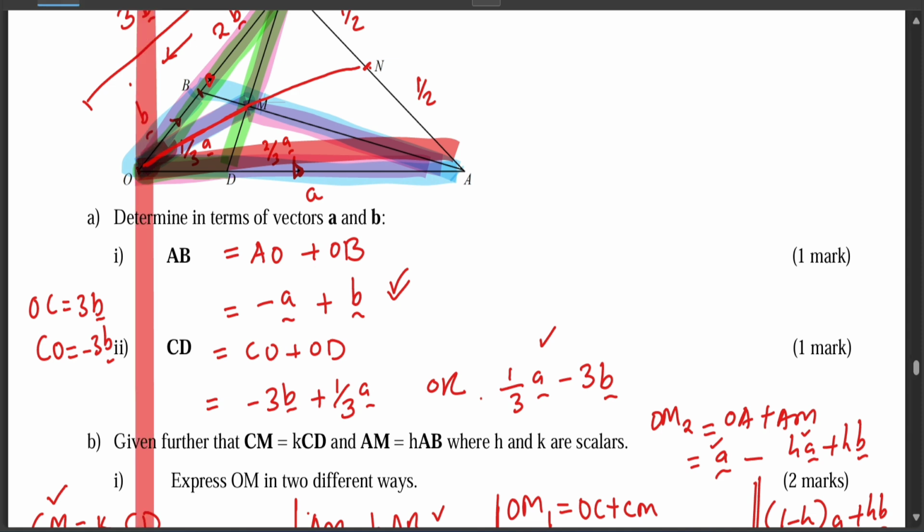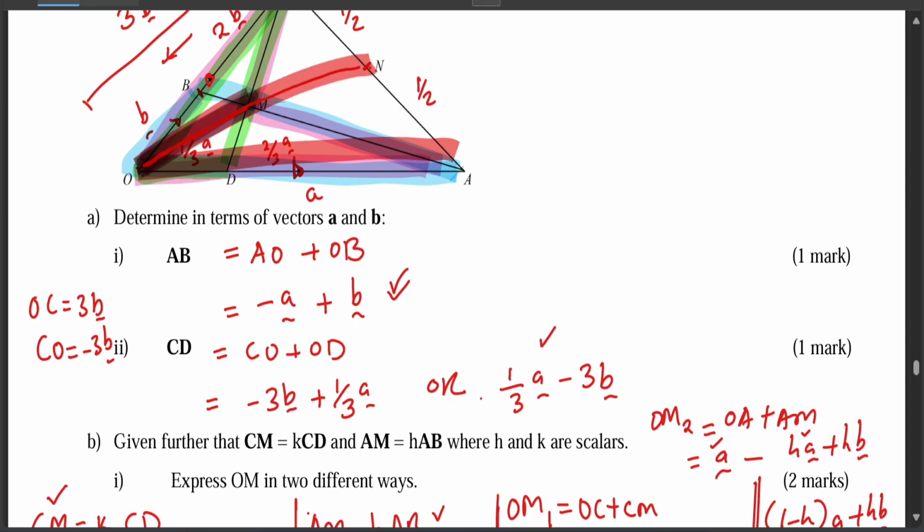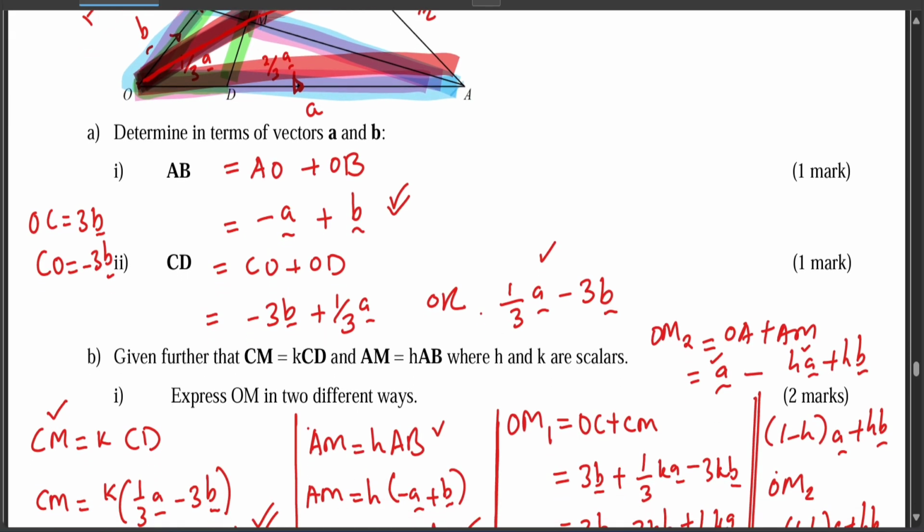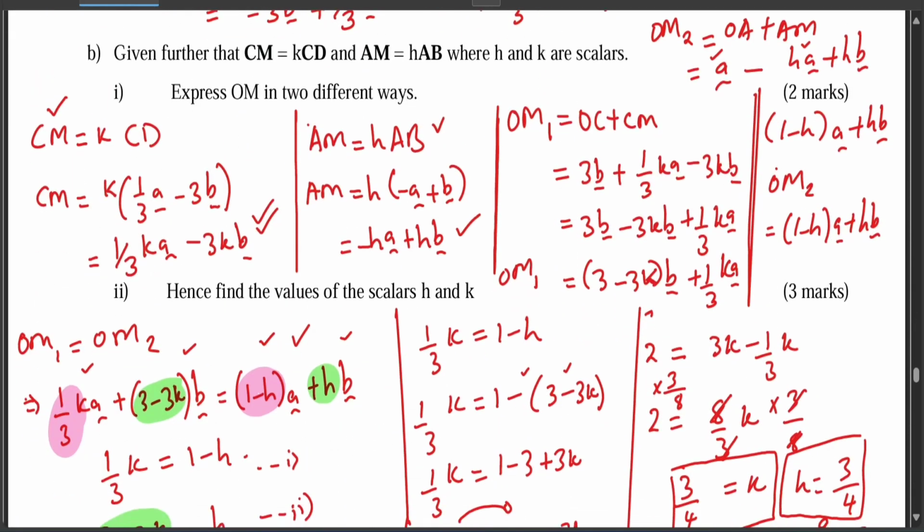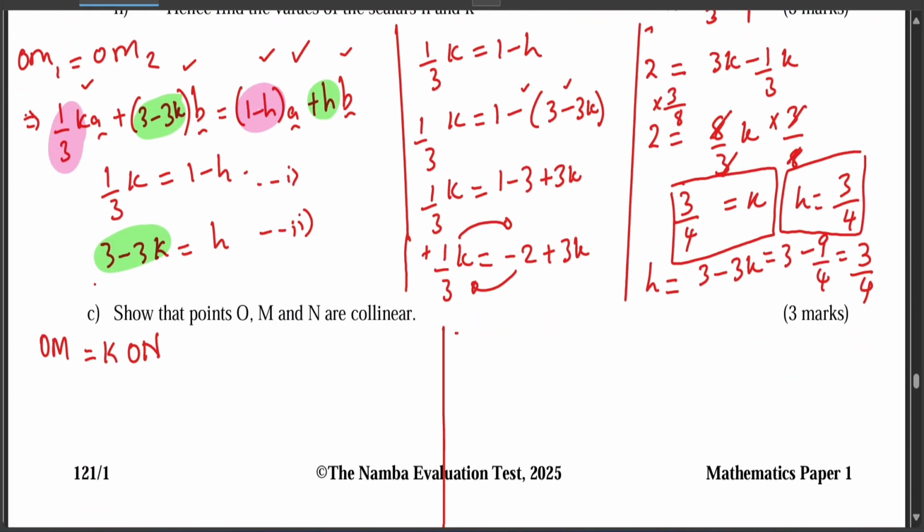Sorry, it's supposed not to be this. This is OM, and the whole thing is ON. Okay, so that's how you know. So show that OM is equal to k times ON. Let's find our constant k. We know OM, we already found it, and you can take the other one, but it still gives you the same thing.